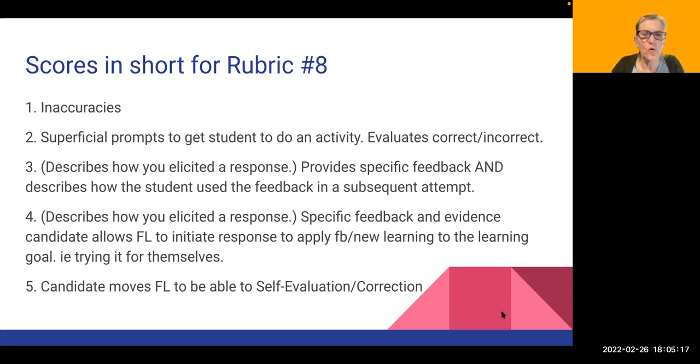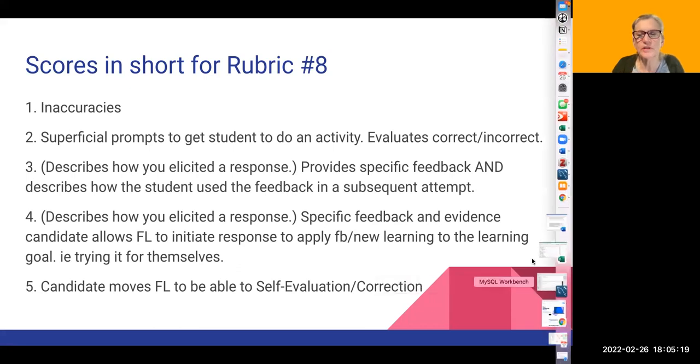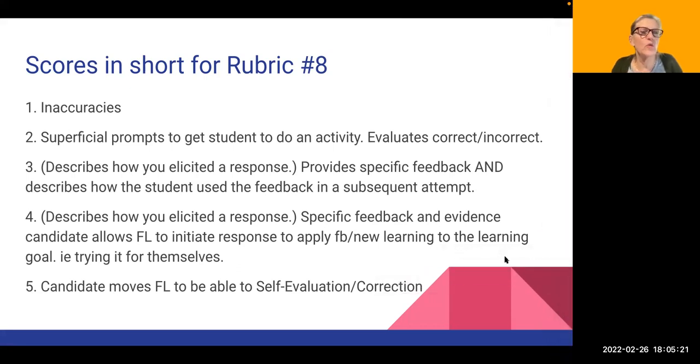I don't think it's going to score for you because the rubric is so specific, but that would be evidence that you were nevertheless applying good teacher strategies to your work with your focused learner. And then to score a 5, you would move the focused learner to self-evaluation or correction.